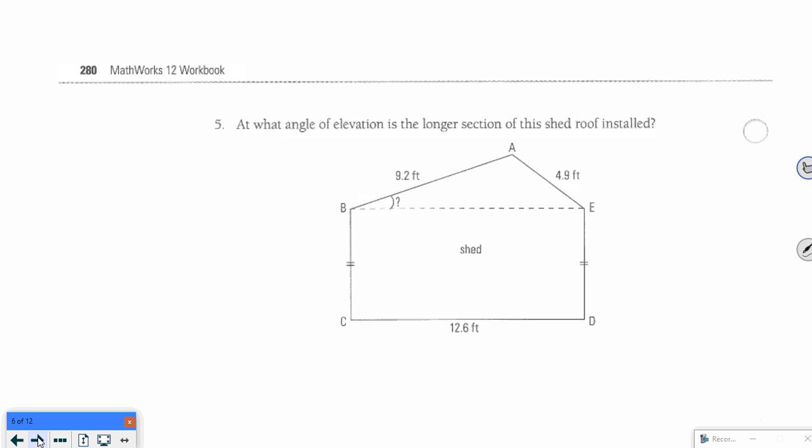Okay, next one is a more real-world problem, or a word problem almost. It says at what angle of elevation is the longer section of this shed roof installed? Angle of elevation is always from straight across up to the line. So from straight across up to the line, this is the angle that we're looking for, the angle of the longer section of the roof. The roof makes a triangle if we close off this bottom piece. And we know all 3 side lengths of our triangle. We got the 9.2 for the long side, the 4.9 for the short side, and this 12.6 down here is straight across the building, which means it's also 12.6 feet right there.